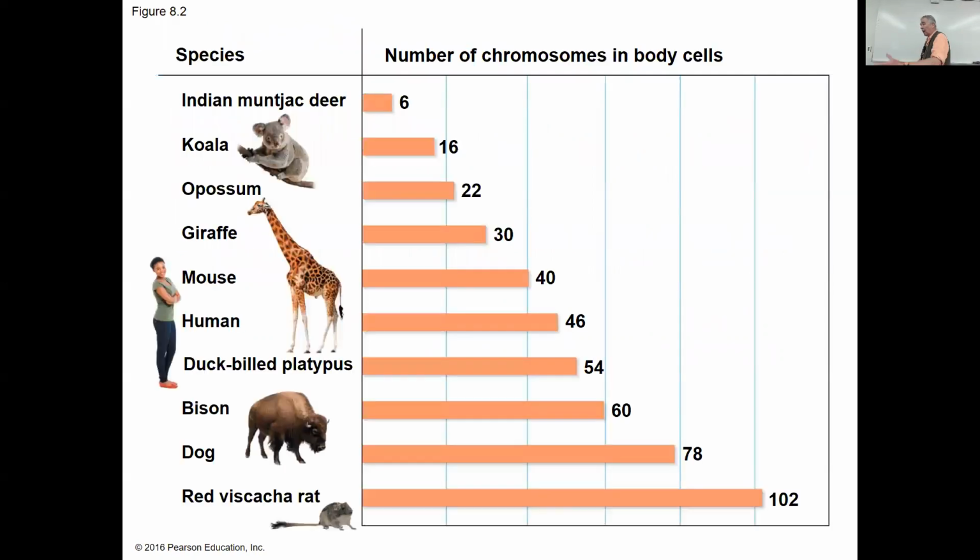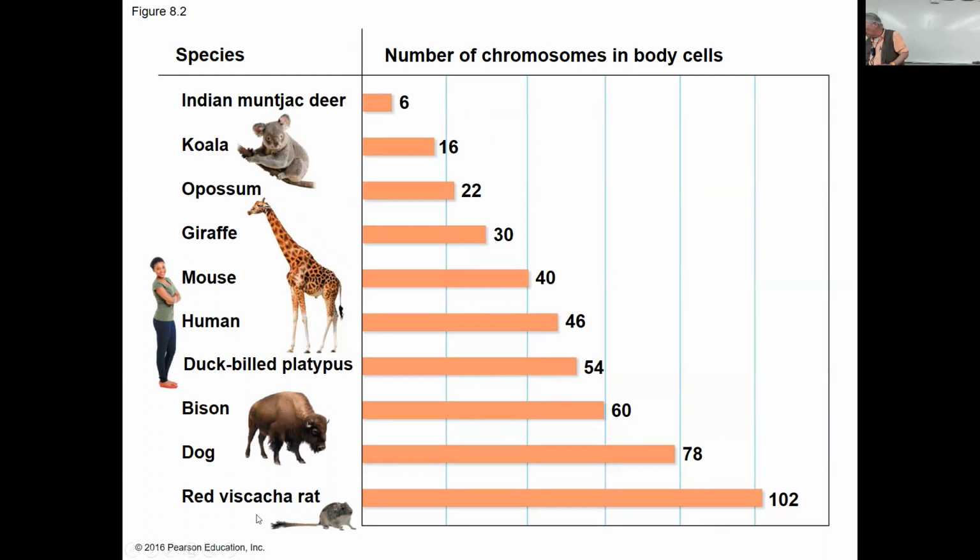And here I was giving you a summary. So as I said, human 46, mouse 40, giraffe 30, possum 22, bison 60, dog 78. Just because you have more chromosomes doesn't mean you have more genes, because there are huge spaces in chromosomes where there aren't any genes. So just because your diploid number is higher doesn't mean you have more genes.